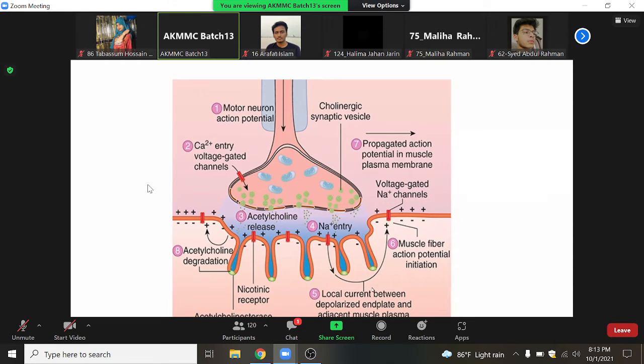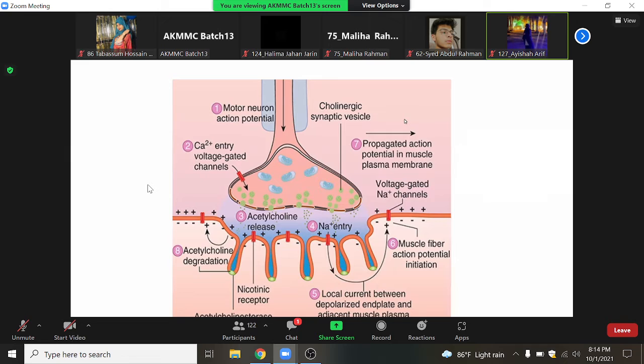And after this contraction, what happens? This acetylcholine, which helps in transmission of this action potential, is again degraded by acetylcholinesterase enzyme, and then reused here. Okay. You may have a question, what is the fate of acetylcholine? Here is the answer. The acetylcholine is again degraded by acetylcholinesterase enzyme. Okay.